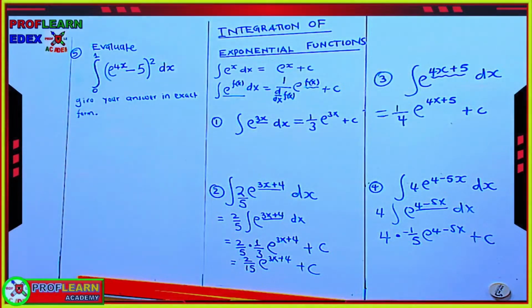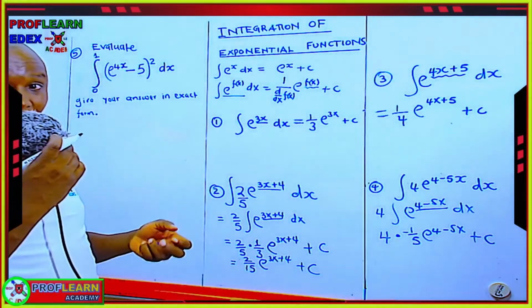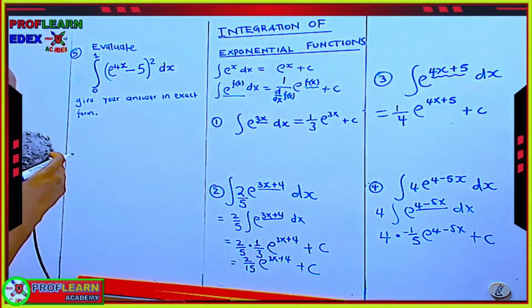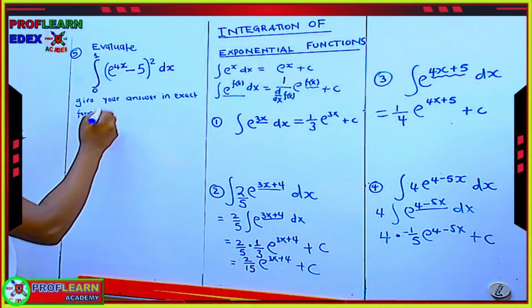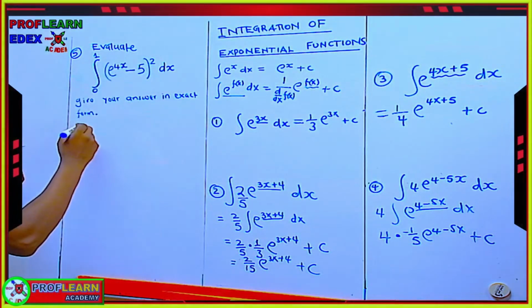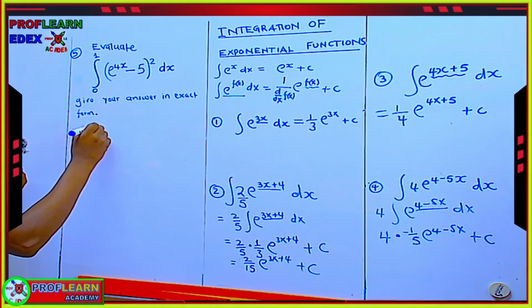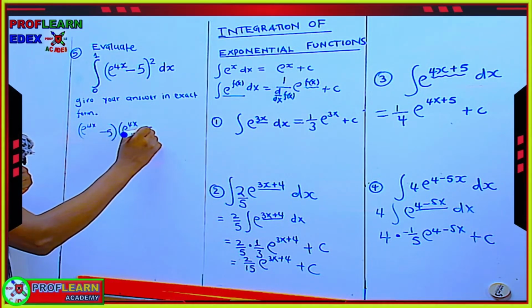Now, we have question number 5, and in question 5 we are having limits, and then we are supposed to evaluate this. How are we going to go about this one? First, we are going to integrate this, but you see there is a power here. We cannot work it the way it is. First, let's say e to the power 4x minus 5, all squared.